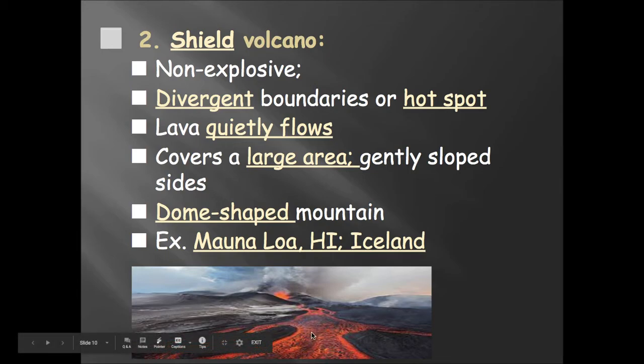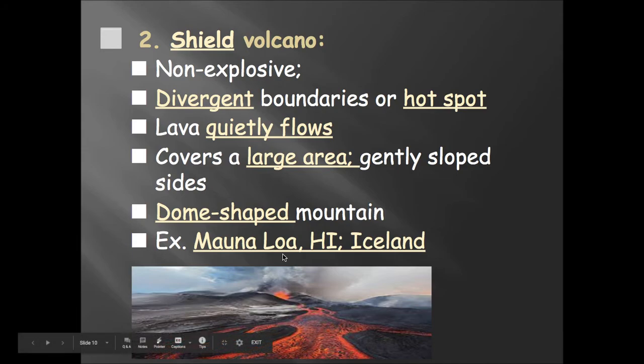Lava quietly flows. And what we mean by quietly is kind of this number, okay? It's not this big roaring explosion. It's just the magma just bleeds onto the surface. The magma, now it's lava, will cover a large area, and you'll end up with a dome-shaped mountain that takes up a lot of space, but it's very gentle slopes. All right, so it's very, very subtle.